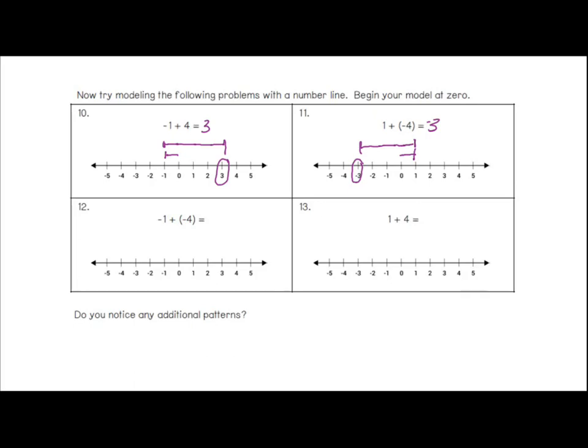For number 12, I'm going to start at the 0. I've got -1 first, so I'm going to move to the -1. I'm going to come up above it. Now I'm adding -4. So that means I have to move to the left 4 spaces. 1, 2, 3, 4. And I end up here at -5.